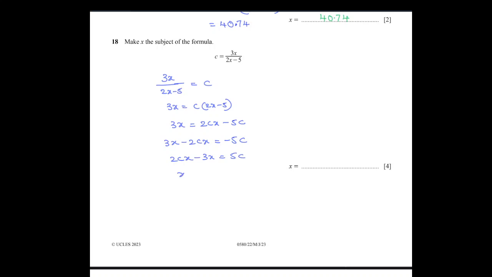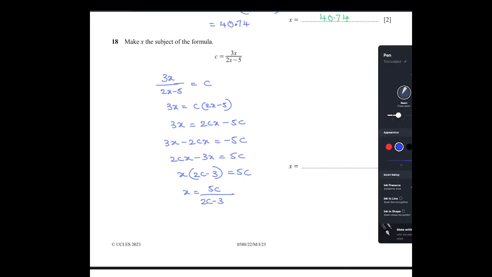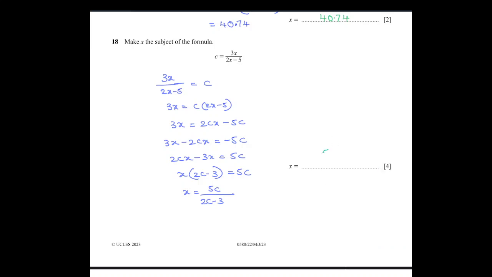Now taking x common, 2c minus 3 will be in brackets here. Now bring this to the right hand side to make x the subject. 5c, if here it is multiplied, it will be divided. So 5c by 2c minus 3 will be the answer. This is question number 18 done.